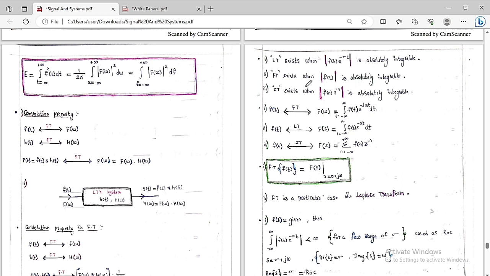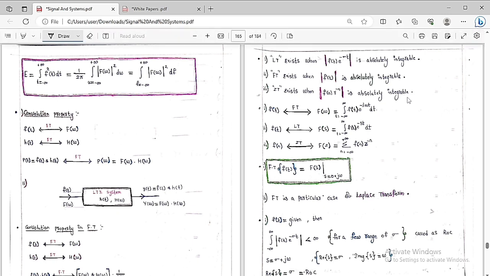Then the Fourier transform exists when f of t is absolutely integrable, and the Z transform exists when f of n into r to the power of minus n is absolutely integrable. I have already told you that z is equal to e to the power of s, where s is equal to sigma plus j omega. If we simplify, we get e to the power of sigma into e to the power of j omega.